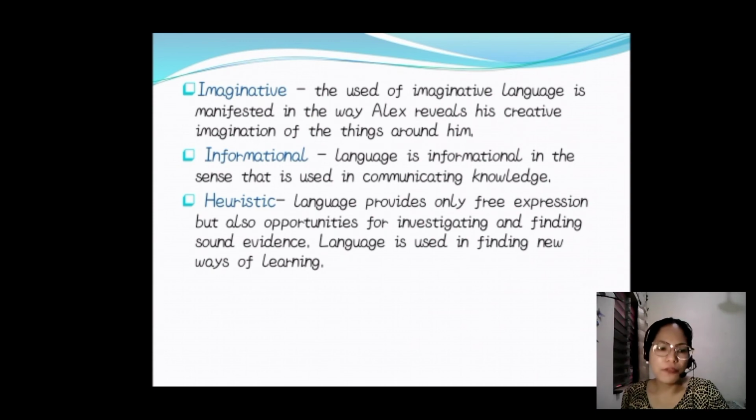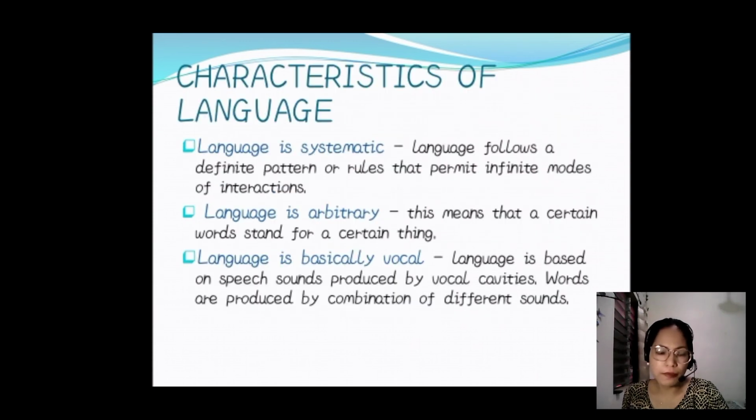Next we have characteristics of language. First, language is systematic. Language follows a definite pattern or rules that permit infinite modes of interaction. Second, language is arbitrary. This means that certain words stand for a certain thing.